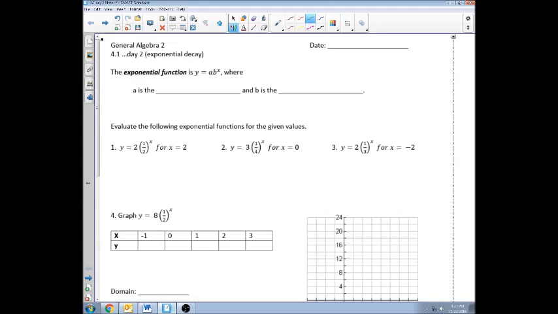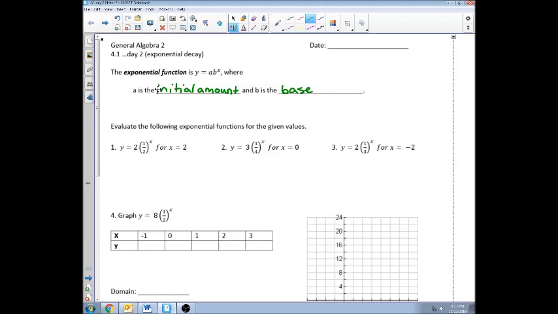This lesson is for my Algebra 2 class. It is 4.1, Day 2, Exponential Decay. If you remember, our last lesson on 4.1 was exponential growth. Now we're going to look at the graphs going the opposite direction, okay? The exponential function is y equals a times b raised to the x power, where a is the initial amount, just like before, and b is the base, just like before.